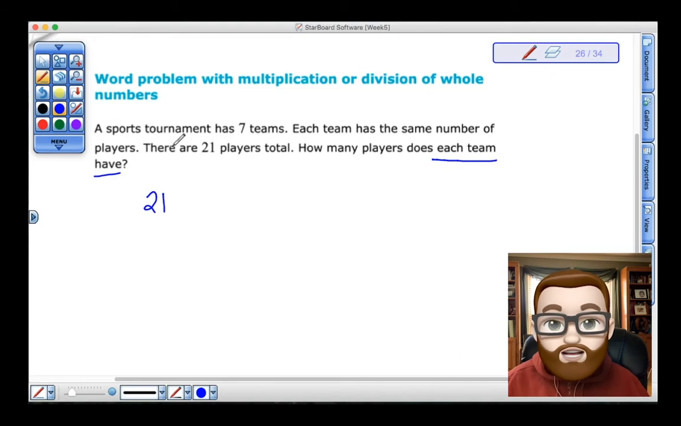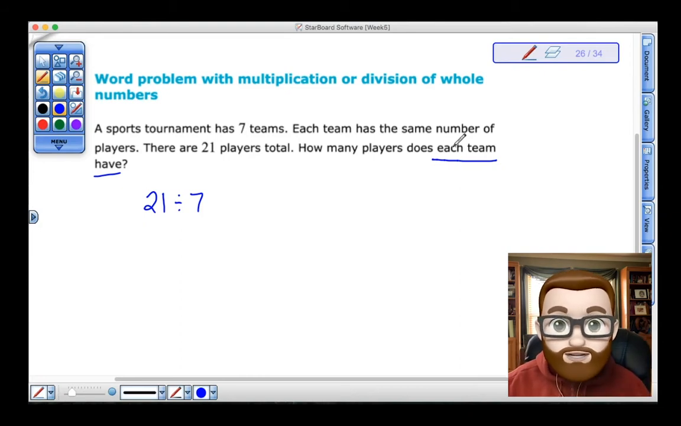And we know that each team has, there are 7 teams. We want to figure out how many people are on each team. So that means we're going to have to divide. And usually when you have an equation that has that term each in it, that's a hint that you're going to end up having to divide. Or in some cases it might be that you have to multiply because they've already done that, but in this case we're trying to figure out how much each team has, so we're going to have to divide.